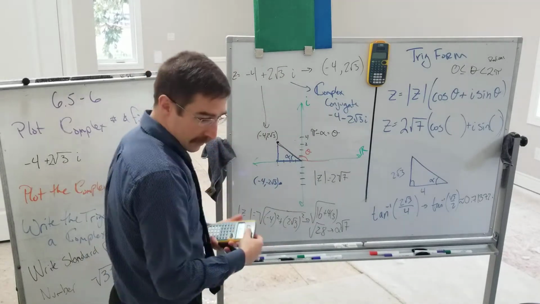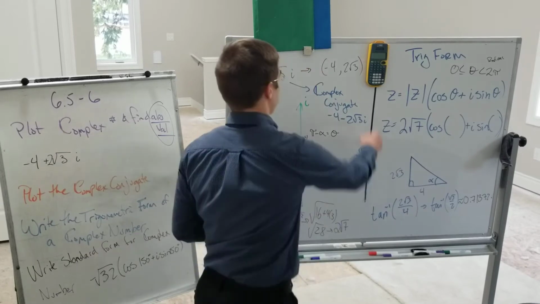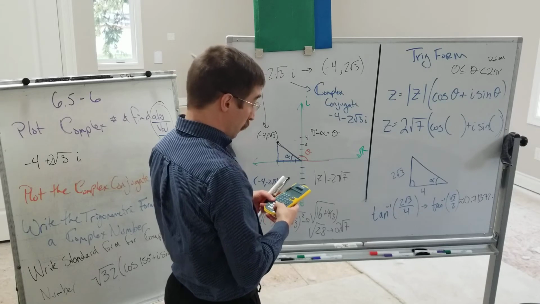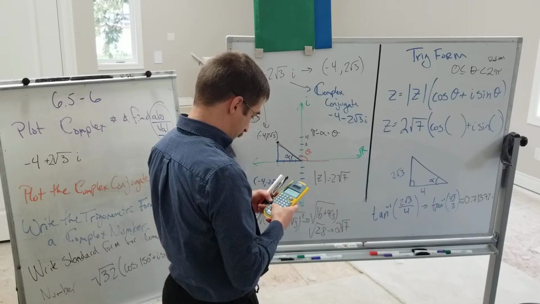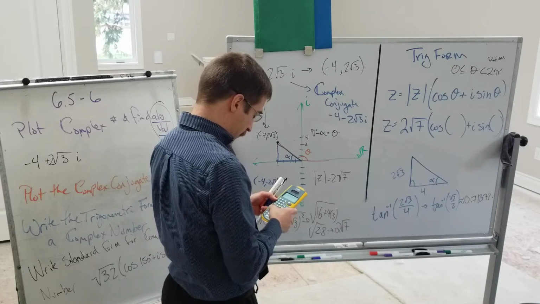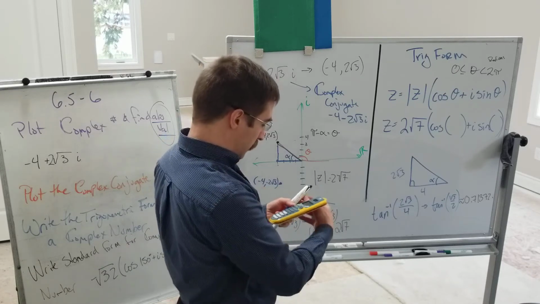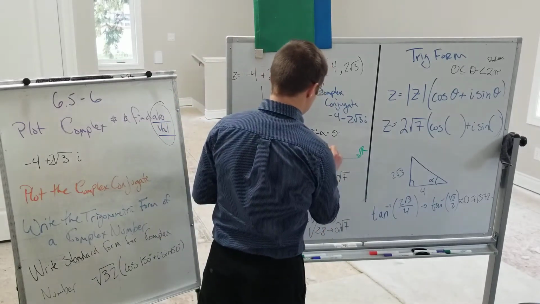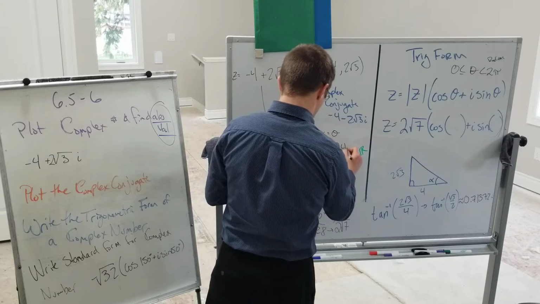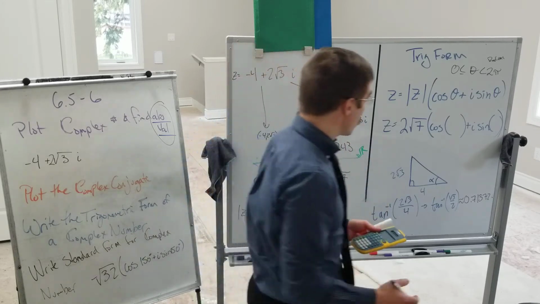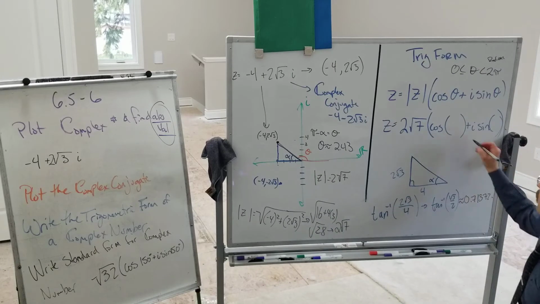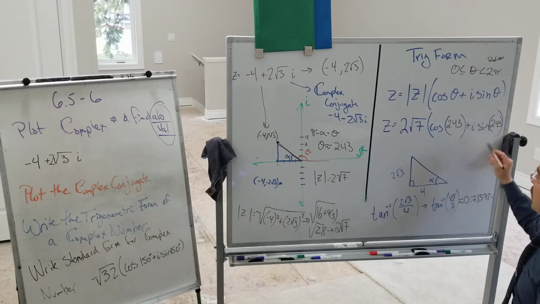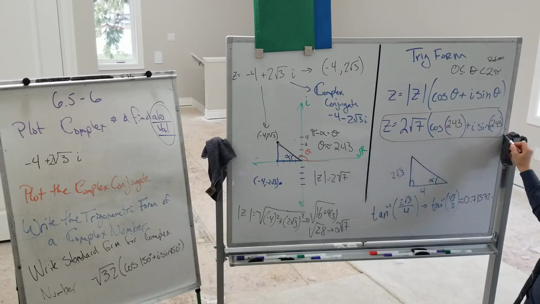So here I go pi, and I use a different calculator. There we go. We're going to go pi minus what we just got there. And we get about 2.4278. So theta is about 2.43 radians. And that's what I'm going to put in my cosine and sine. 2.43, 2.43. And this is my trigonometric form right here.